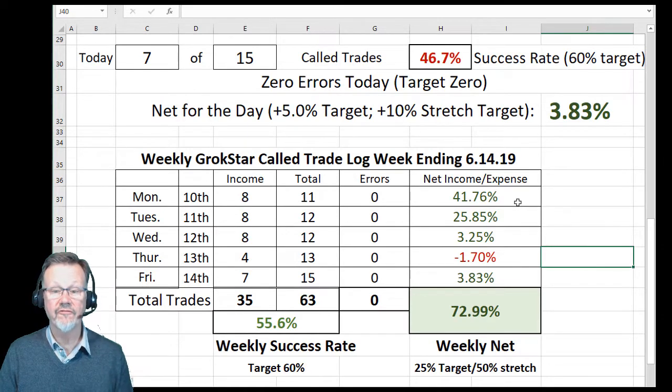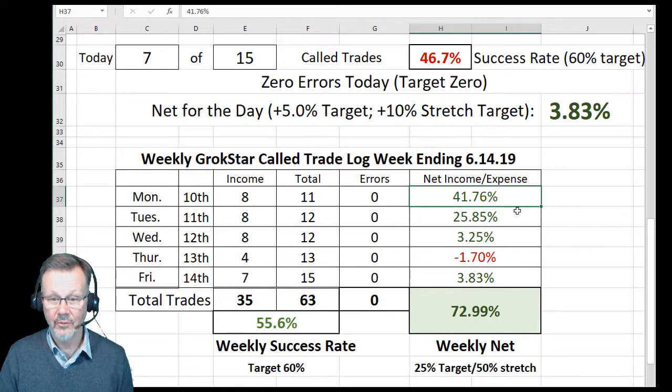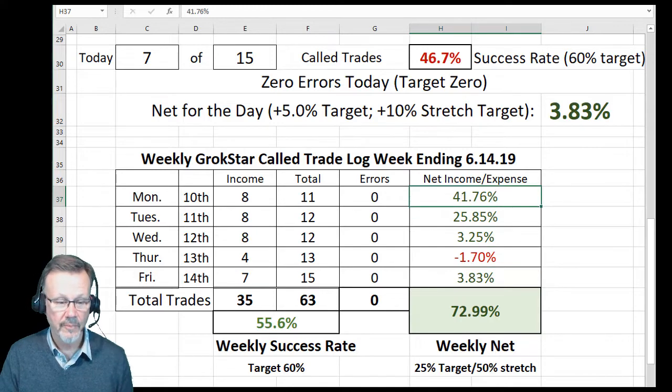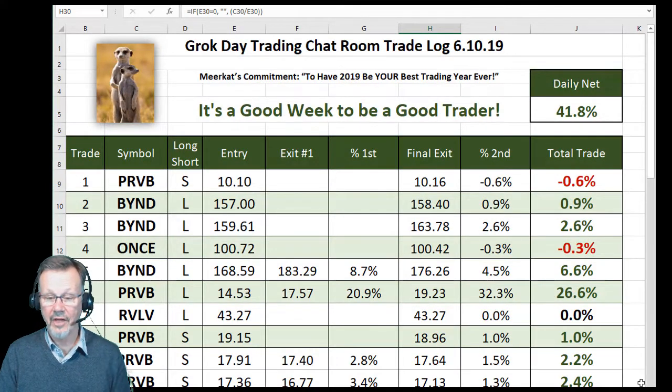On Monday, we had 41%. We had 25% on Tuesday. Look at it going downhill. And we had an expense day on Thursday. Incredible. So let's go ahead and take a look here at the 10th, which was a very big day in the room. Here's what the trading looked like on that particular day.